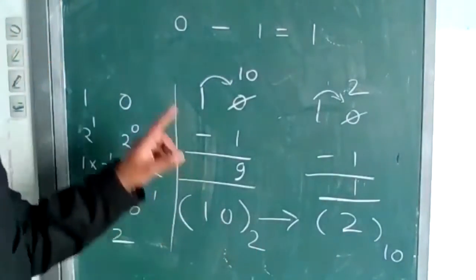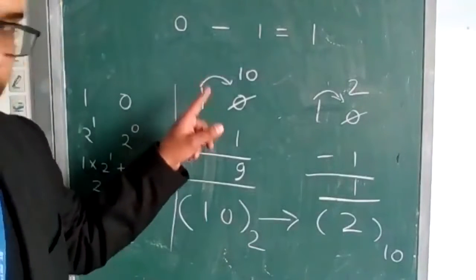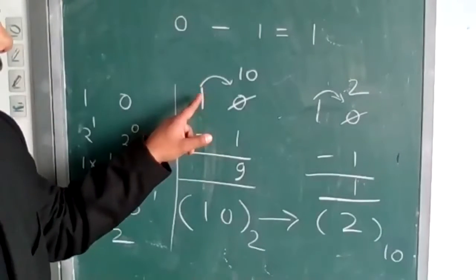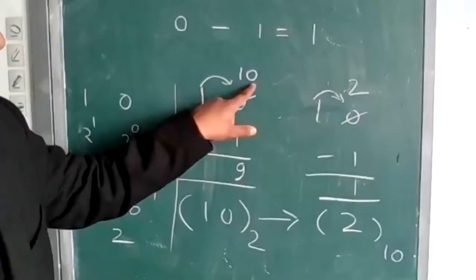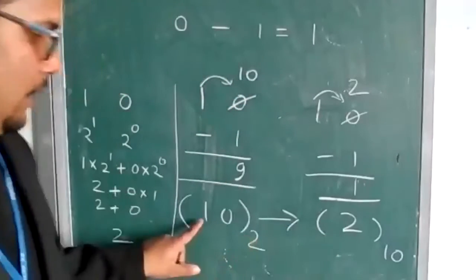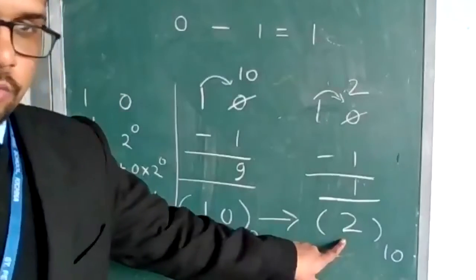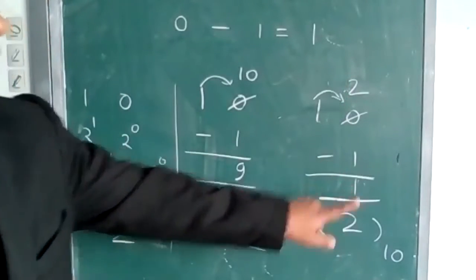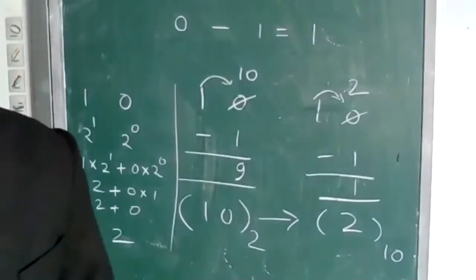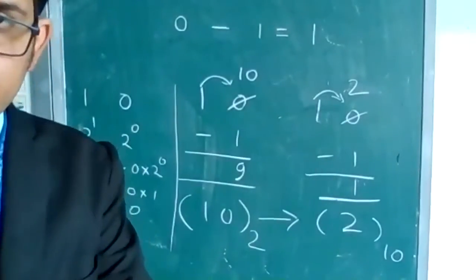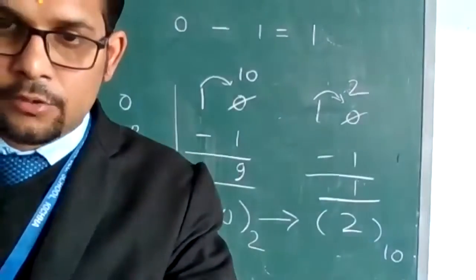Is it clear? First you have to take borrow from its neighbor. Now here 1 as a borrow, so what came? 1 0. Convert this 1 0 into decimal. Now 1 0 is equivalent to 2. Now 2 minus 1 result is 1. That's why 1 came here. Is it okay?